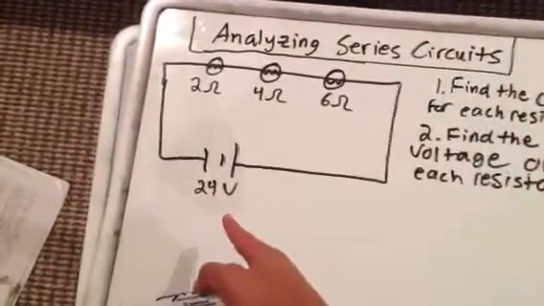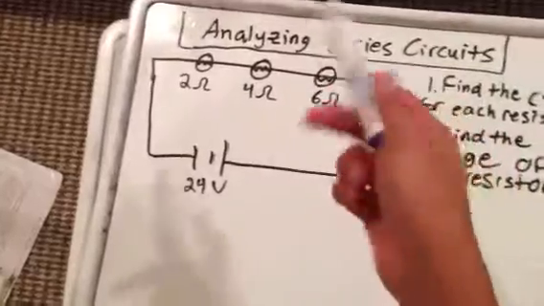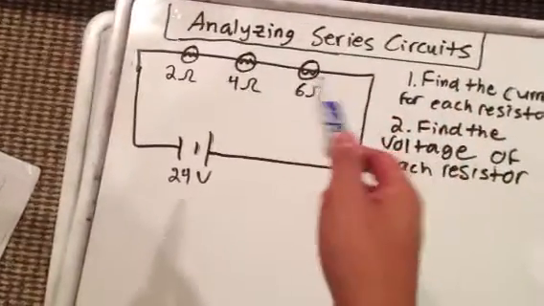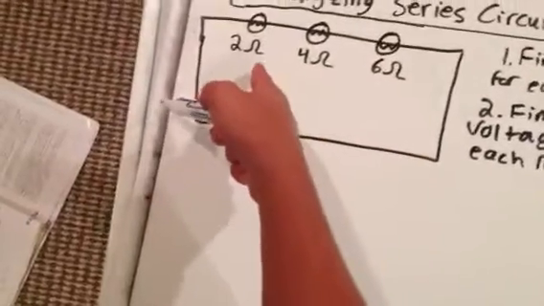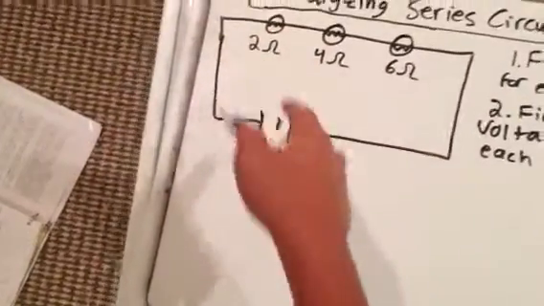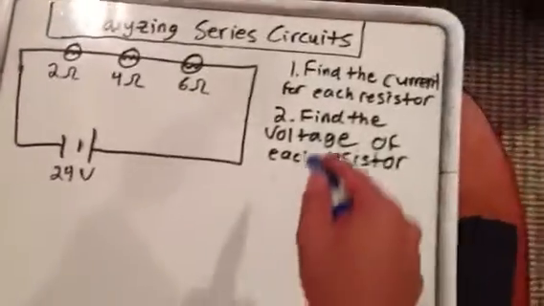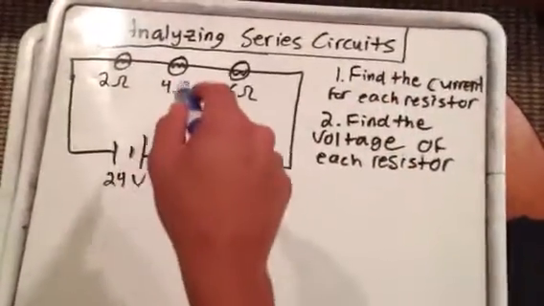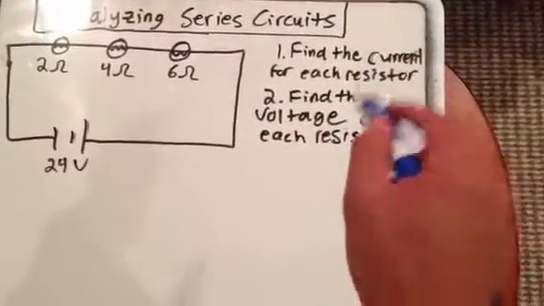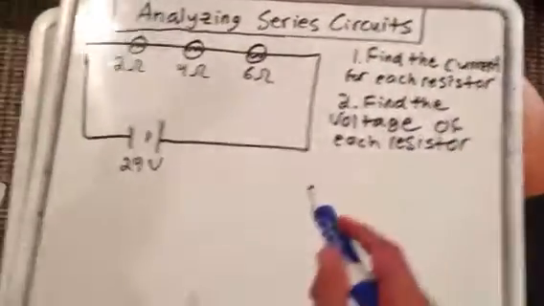We have a battery of 24 volts, and we have 3 resistors, or if you don't like that word since it's too fancy, we'll call it light bulbs, with the following resistance values, and they're measured in ohms. That's the little weird symbol there. It's like a horseshoe almost. And what we need to do is find the current for each resistor in the circuit, and we need to find the voltage of each resistor.